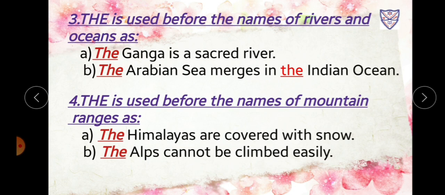So as per rule number 3, the is used before the names of rivers and oceans, as well as the is used before the names of mountain ranges.